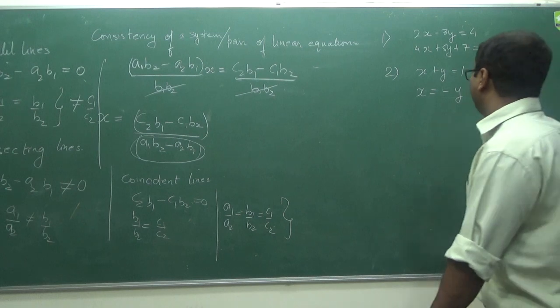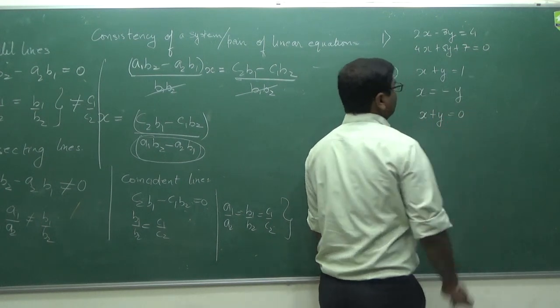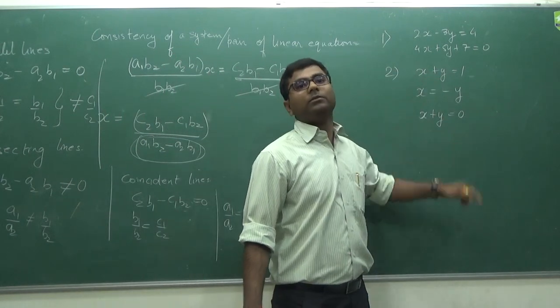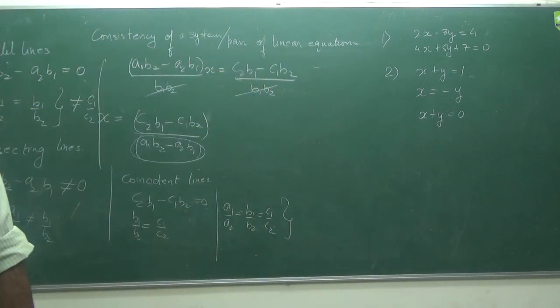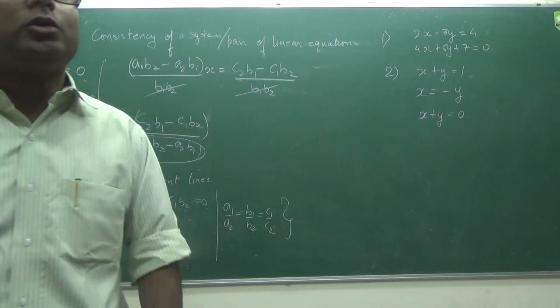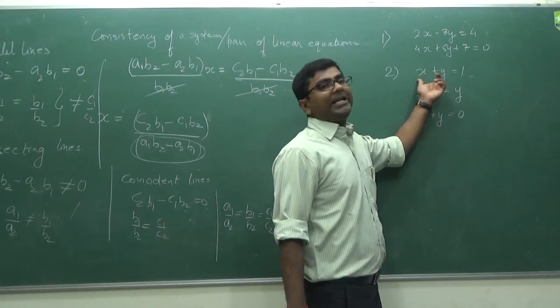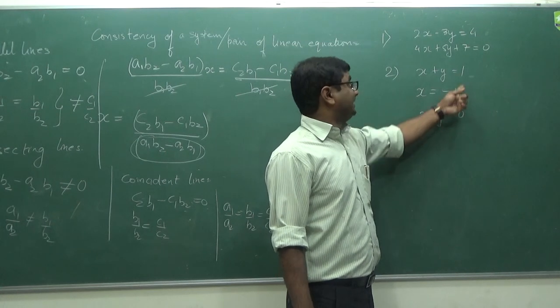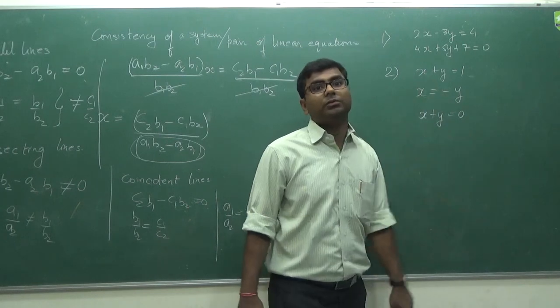Yeah, it's parallel. Okay, why? Because the second line is simply x plus y equals 0. So x plus y is equal to 1, x plus y is equal to 0. So does that mean 1 is equal to 0? Hence there is no solution. This is a linear equation, yes or no? So since 1 cannot be 0, that means they will never intersect. That means you cannot equate these two.